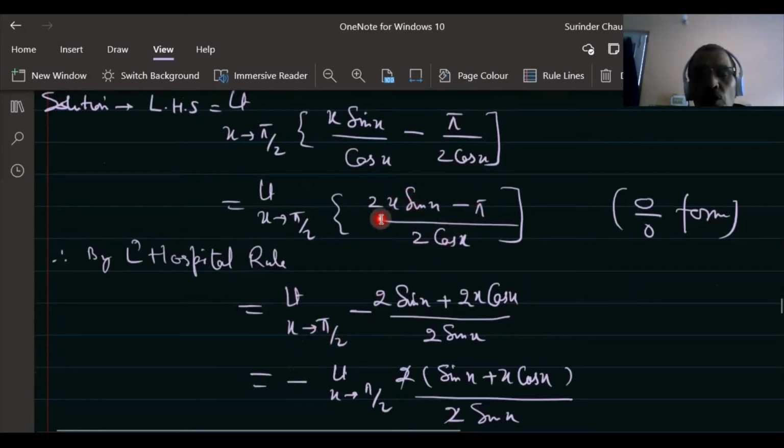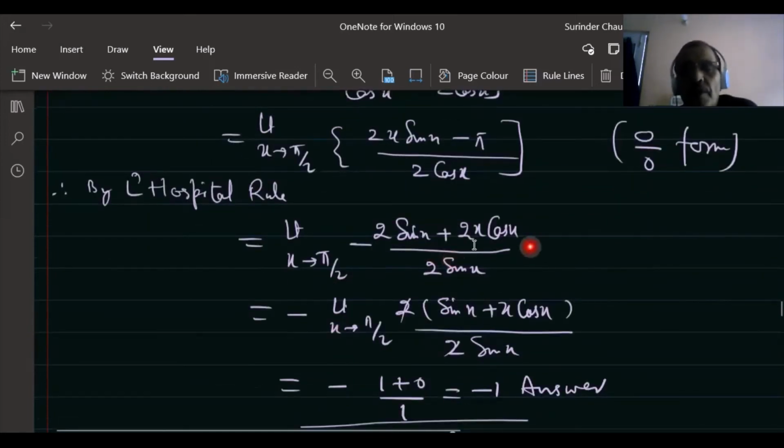Differentiating the numerator: the product gives 2x, the derivative of x is 1, so 2 sin x plus 2x times the derivative of cos x, which is minus sin x. Now again check. Now simplify it. 2 is common, so the 2 cancels out.